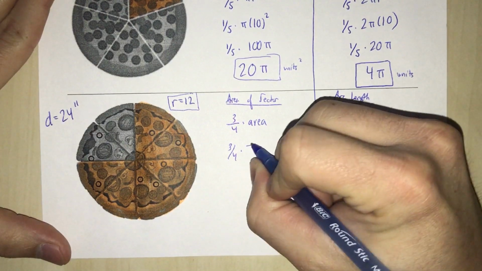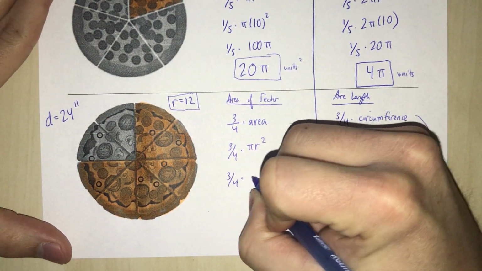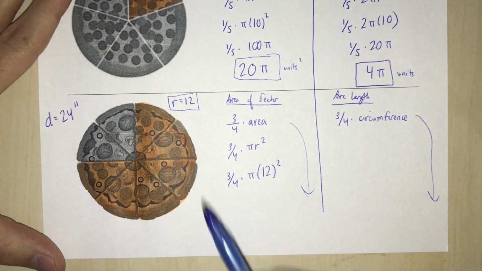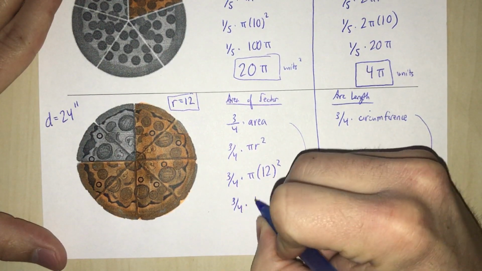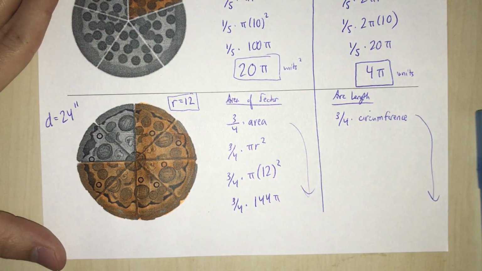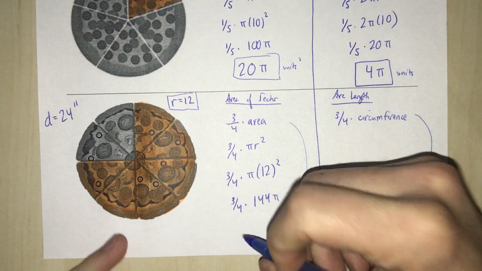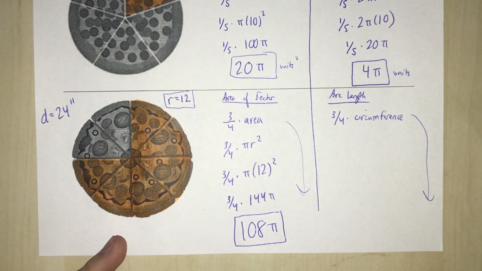All right. So, after you've unpaused it, same idea here. This is 3/4 times pi r squared. That's 3/4 of pi of 12 squared, right? Because we're working with a radius of 12. That's 3/4 of 144 pi. Okay, so don't leave this in a nasty fraction. You guys can try to make this into something nice. This would be 108 pi units squared.